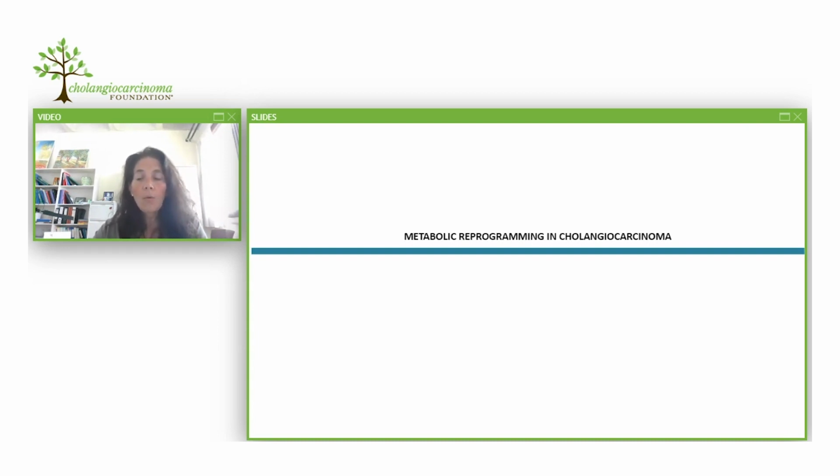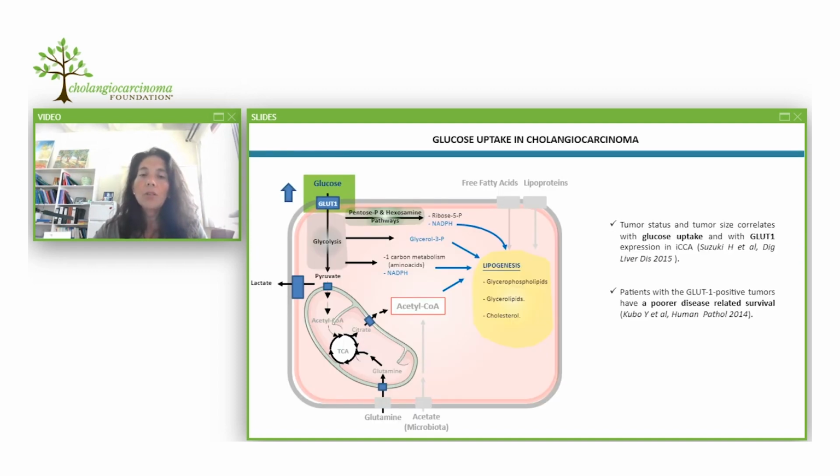So we know now that cholangiocarcinoma cells also require high amounts of precursors for the generation of new molecules. In fact, we know that the glucose transporter GLUT1 is upregulated in cholangiocarcinoma, and that it correlates with increased glucose uptake and with the tumor status and tumor size. Besides, in cholangiocarcinoma, it has been described that GLUT1 positive tumors have a poorer disease-related survival.